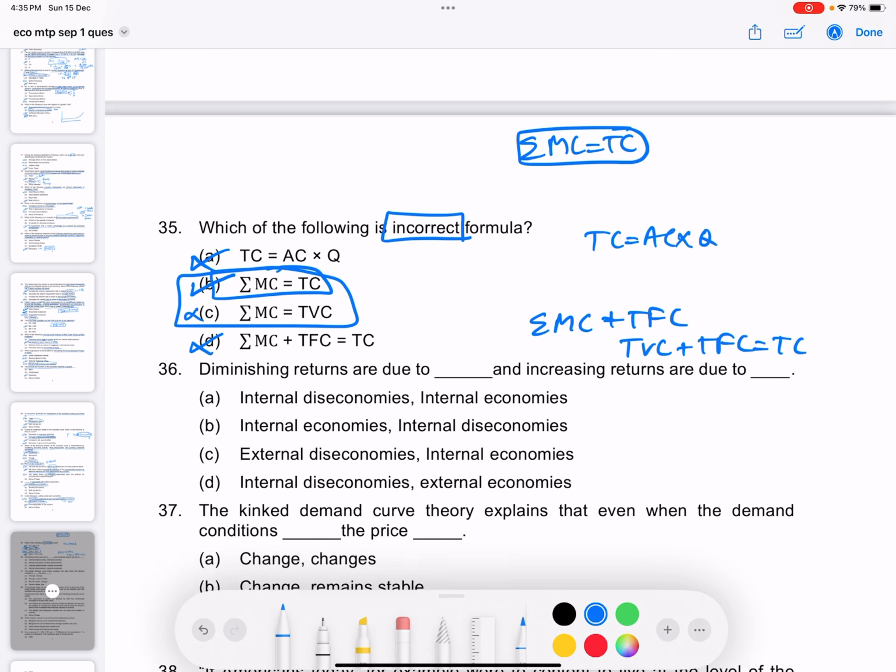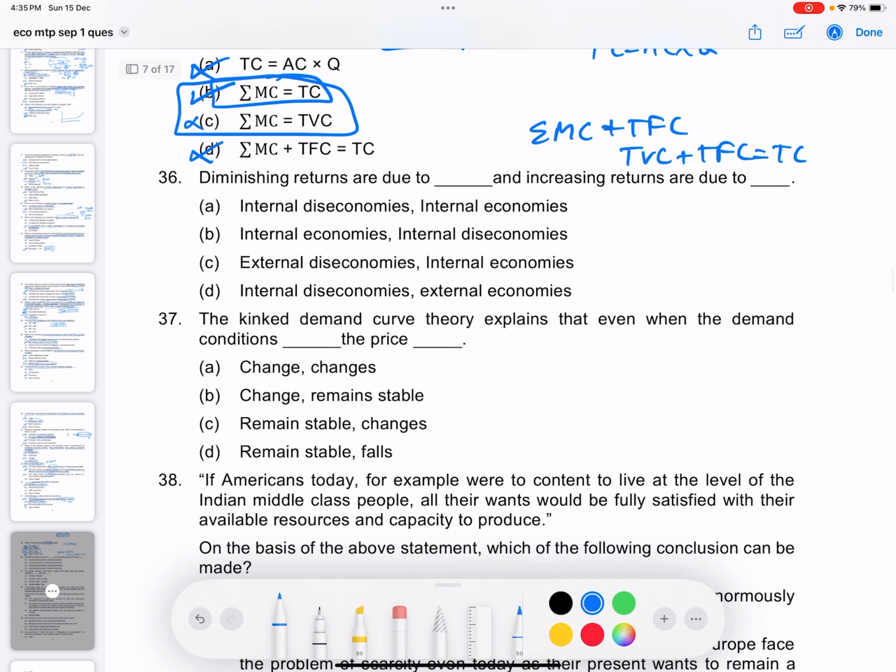Okay. The diminishing returns are due to... Diminishing returns are when you increase one factor of production, the marginal product of the other factors increases at a decreasing rate. And this is because of internal economies. It is specific to a firm. So diminishing return, internal diseconomies. So it is not related to external.